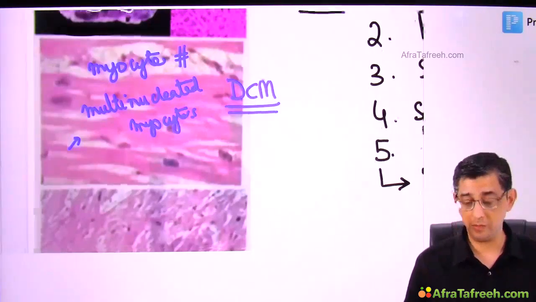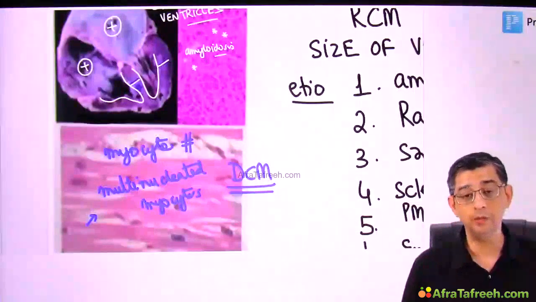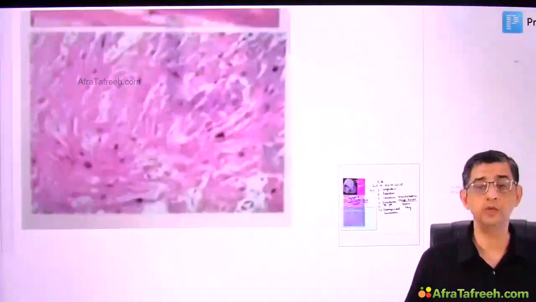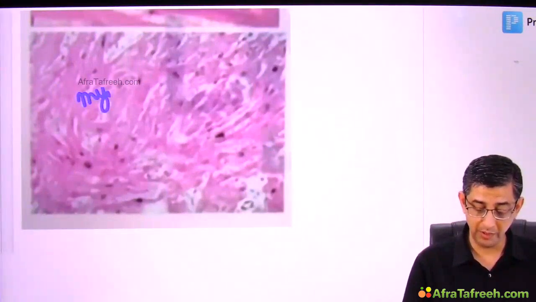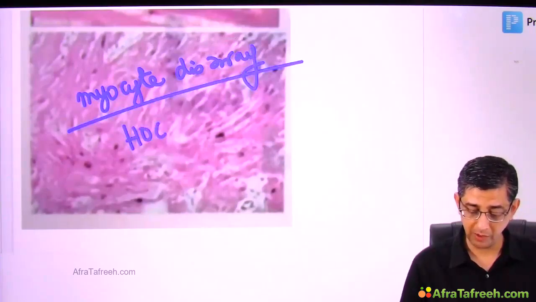In restrictive cardiomyopathy, I've already told you there would be pink hyaline eosinophilic deposit between the myocytes. And now look at the last one. There is a huge number of myocytes present, so we call it myocyte disarray. This myocyte disarray is a feature encountered in hypertrophic obstructive cardiomyopathy.